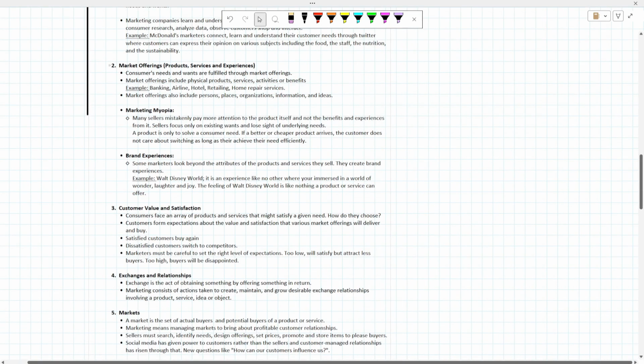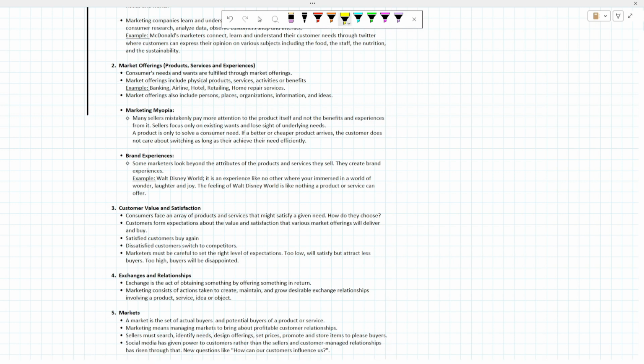So, two: market offerings, products, services, and experiences. Consumers' needs and wants are fulfilled through market offerings. Market offerings include physical products, services, activities, or benefits. An example of this is the banking industry, the airline industry, hotels, retailing, and home repair services. Market offerings also include persons, places, organizations, information, and ideas. So I'll just highlight all of that.